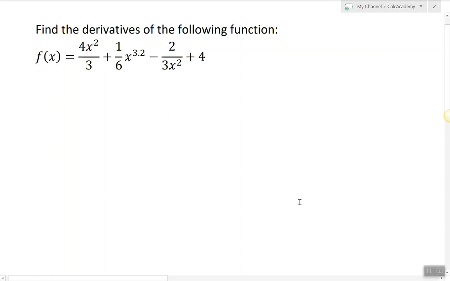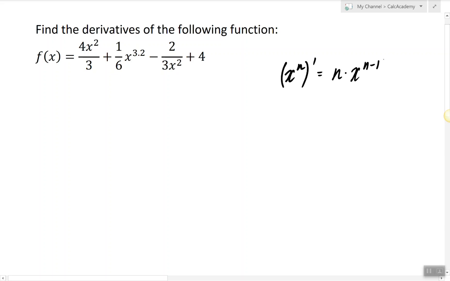In this video, I will show how to use the power rule to find the derivative of a function. So first, let's recall the power rule that says that if I'm looking for the derivative of a power function, I would bring the power down as a coefficient, and then I will take away 1 from the power.